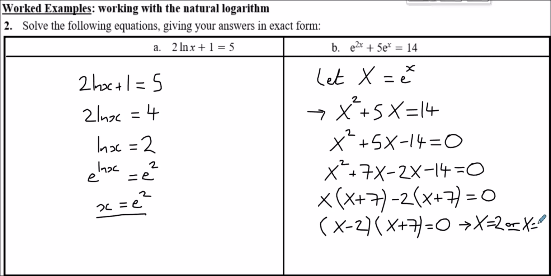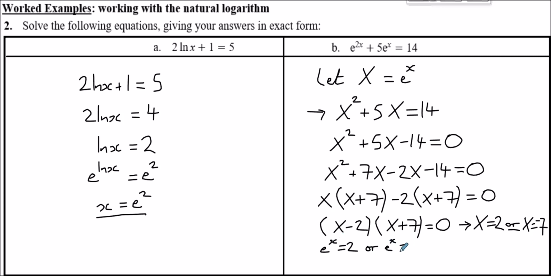But the equation wasn't in terms of big X, was it? It was in terms of little x. So now we need to remind ourselves what big X was. Big X was e to the power x. And so either e to the power x is 2, or maybe e to the power x is minus 7.